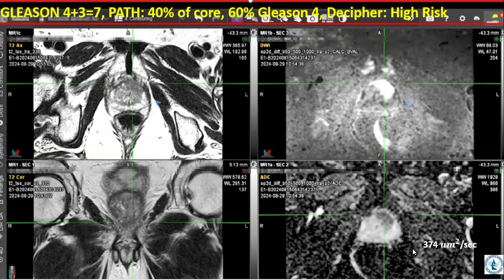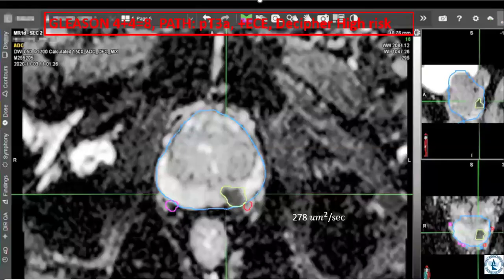So why do I mention this? Because at this point we're doing a study correlating the Decipher genomics with ADC values. But so far we don't have any conclusive findings. And I think we're going to need quite a large number of patients to be able to see if we find any correlation.